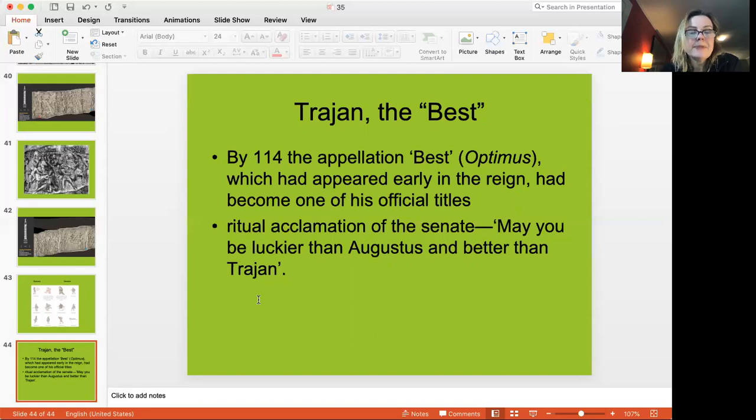So the final word to leave you with is that after Trajan died, actually on his way back from that eastern fighting against the Parthians, there was a ritual acclamation in the Senate that many other emperors received, and it said, "May you be luckier than Augustus and better than Trajan." And so it really gives us a sense of how Trajan was, in the Roman imaginary world, the best emperor they have ever had, maybe comparable to Augustus, but that's a pretty short list that he has made.